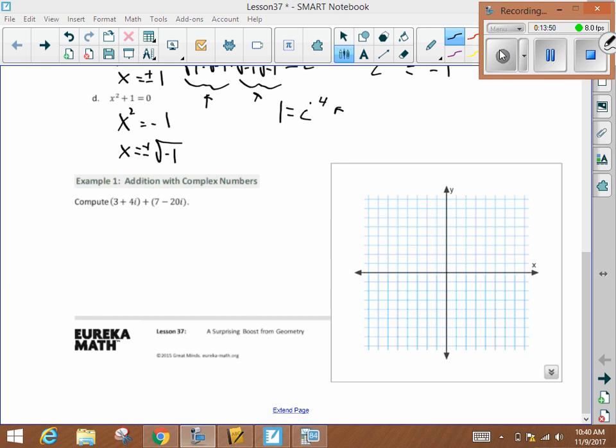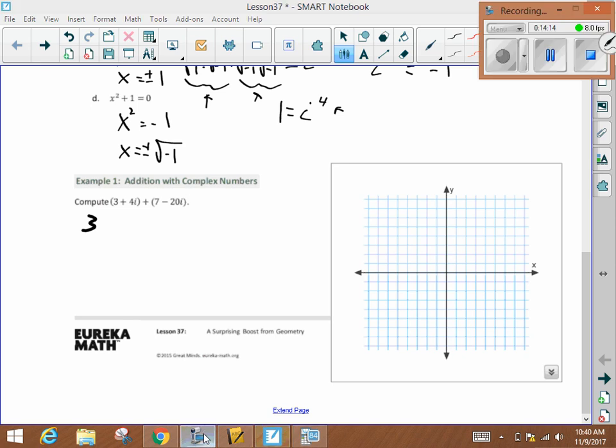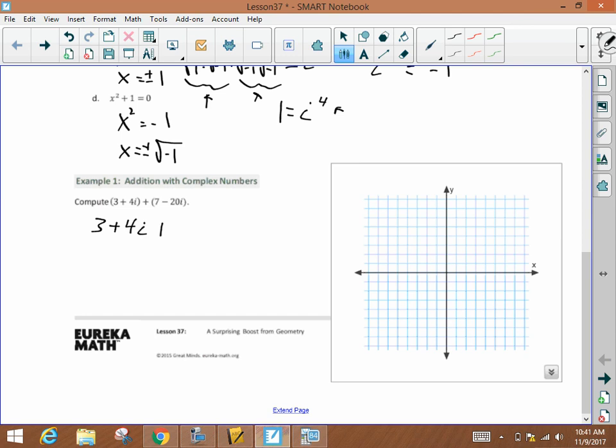Okay, so let's go ahead and add. I'm just going to add my like terms. The parentheses are unnecessary, so because they're unnecessary, I will just take them out. It doesn't change the problem at all. Now I will combine my terms.